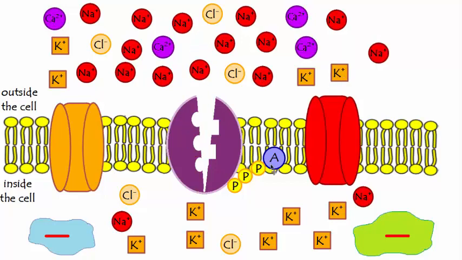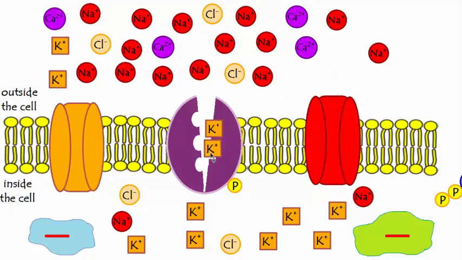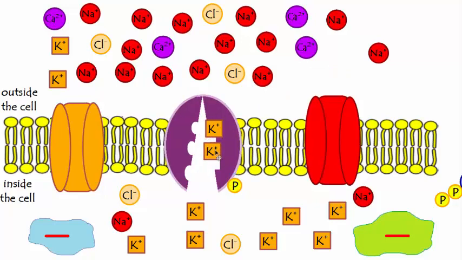Here, the ATP now becomes ADP, and the one phosphate is attached to the pump. Now K+ ions will attach from outside the cell to the pump, and the pump changes its conformation, so the K+ ions enter the cell.